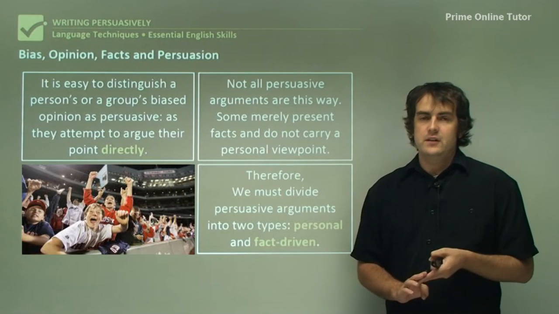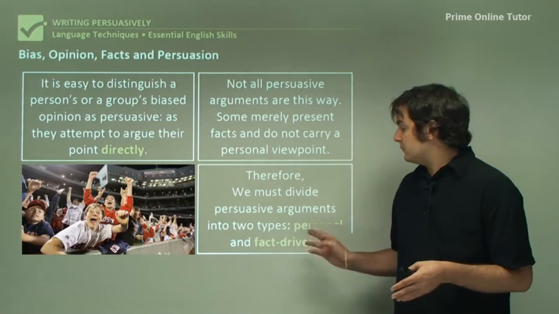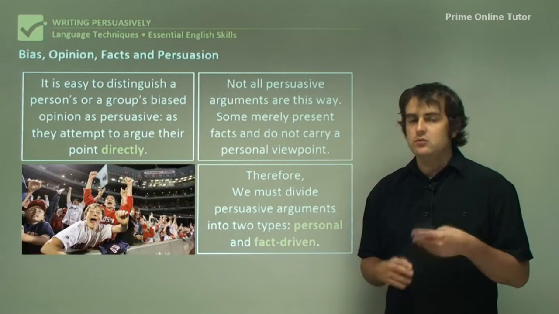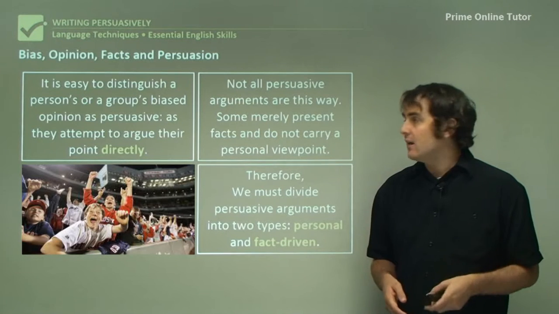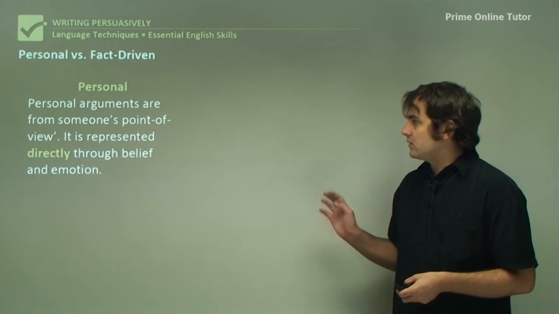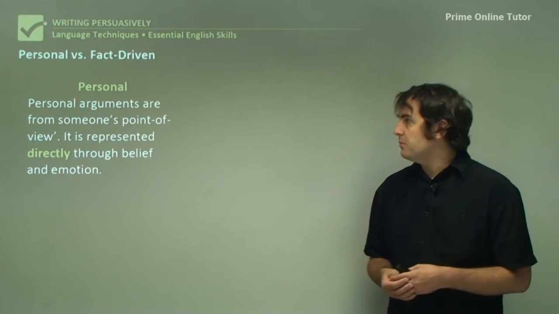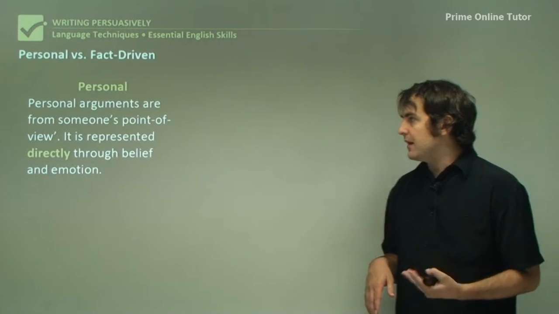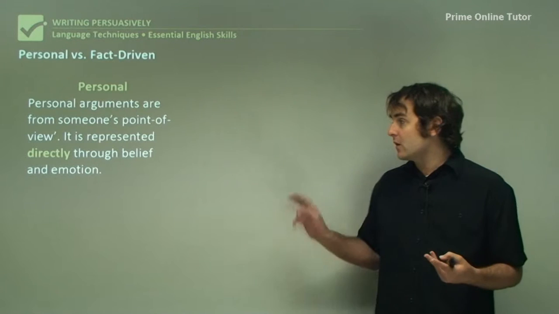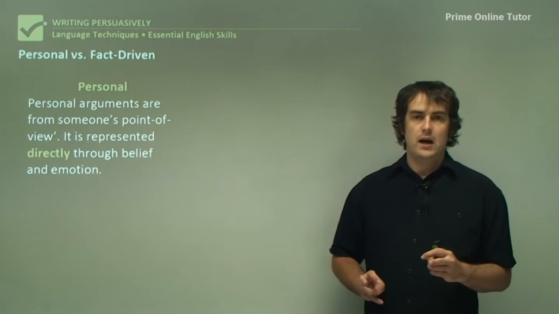But the one thing is you can get these two types of extremes, and it's good to look at these two types of approaches and then see how they sort of join together. All right, so let's look at the two approaches. So personal arguments are, as I said before, from someone's point of view, and it's represented basically directly through their belief and through their emotion, particularly the emotion part.